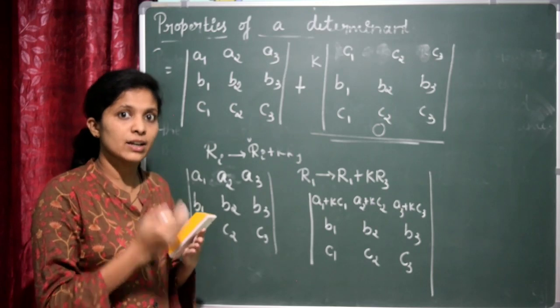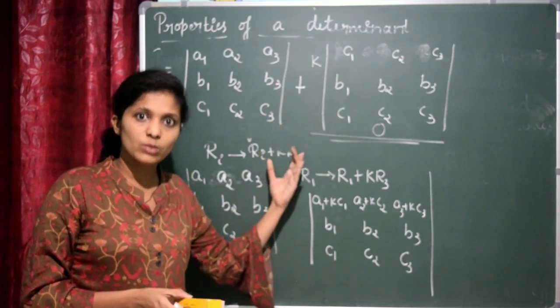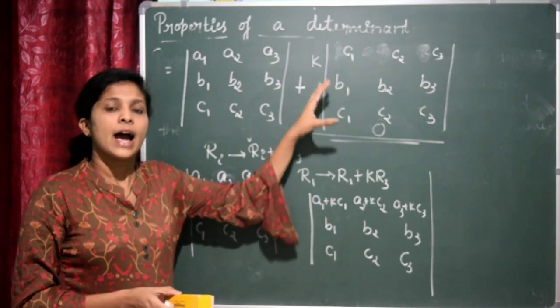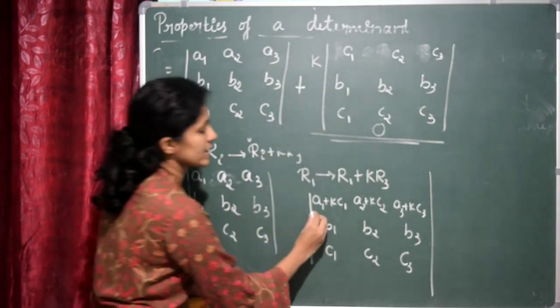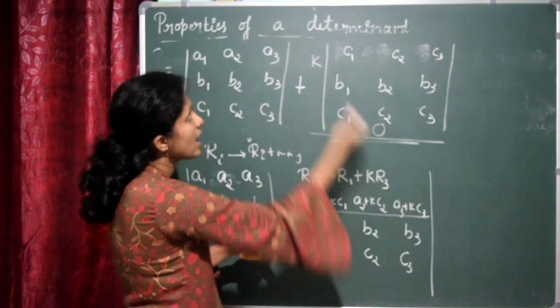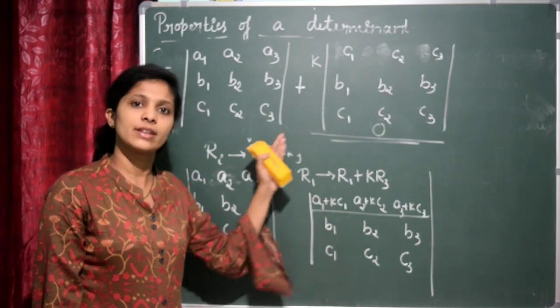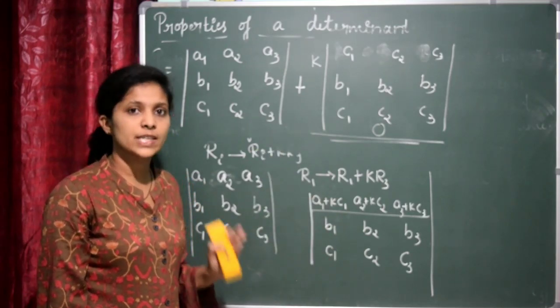Fourth one, if anything is common in any row or column, you can take that out and find the remaining determinant. And the fifth property says that if it is in the addition form, you can split it into 2 determinants. And the last one says that you can give any operations, then the determinant will be unchanged. The 6 properties are very important.